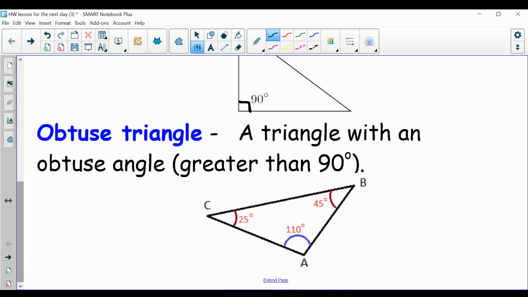Next one, we have the obtuse triangle, with an obtuse angle that's greater than 90 degrees. So we see one of the angles is greater than 90 degrees. We have 110 degrees here. So that is an obtuse triangle.